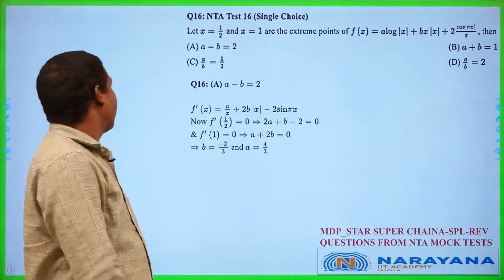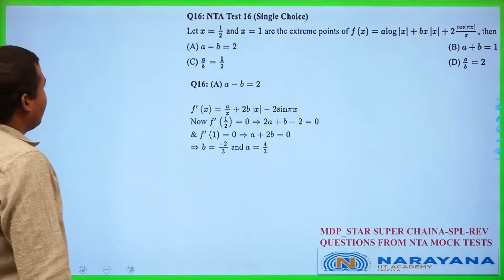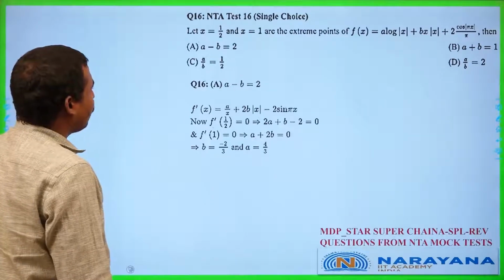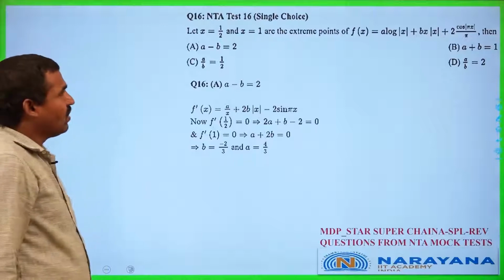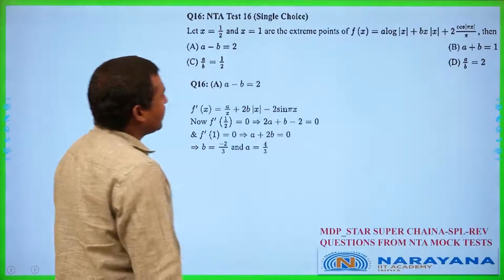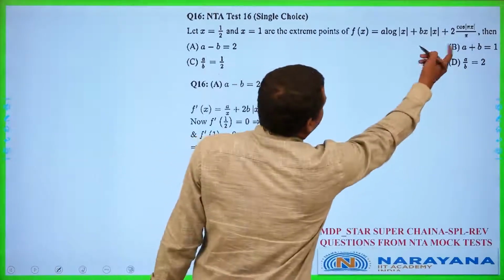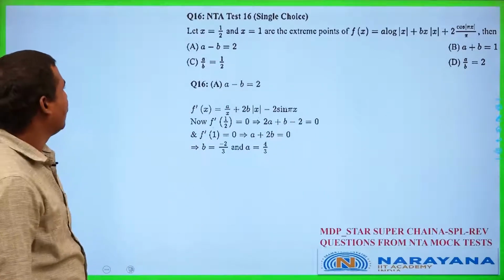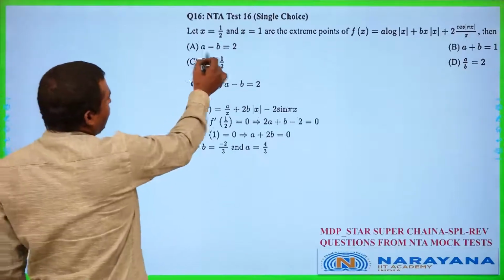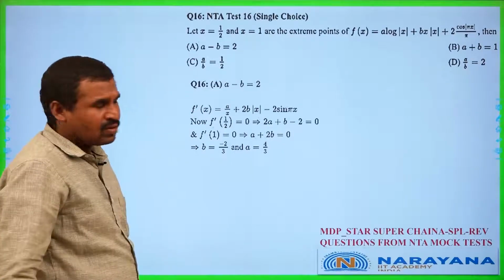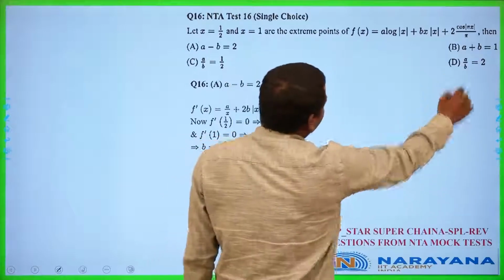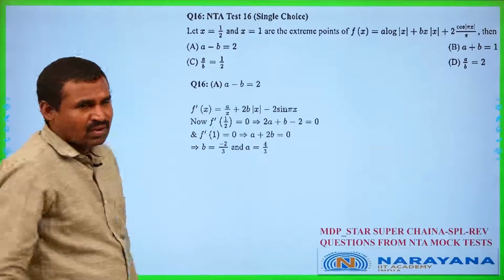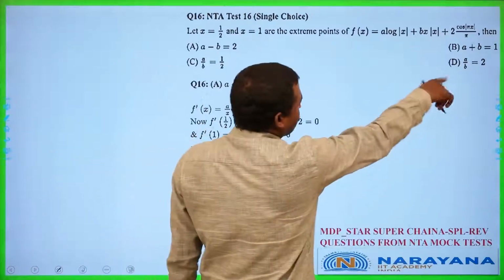So, next question. Let x is equal to 1 by 2 and x is equal to 1 be the extreme points of f of x equal to a log mod x plus b x mod x plus 2 cos mod pi x by pi, then option A: a minus b is equal to 1 by 2, option B: a plus b is equal to 1, option C: a by b is equal to 1 by 2, and option D: a by b is equal to 2.